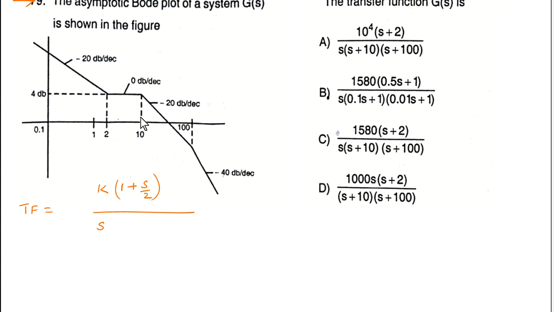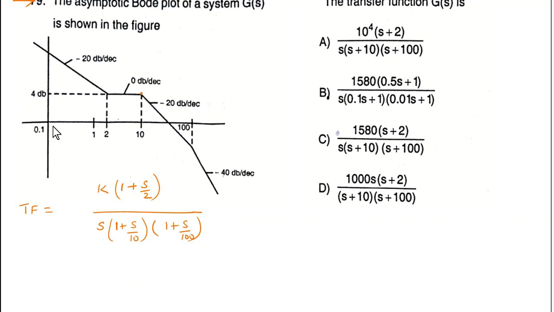Okay, now there is one more pole added here, so 1 plus s by 10 here, and after that one more pole is added here, so 1 plus s by 100 here. So like this you can write the transfer function here. Now I want to find the value of k here. To find the value of k, I'll take the lower value here.